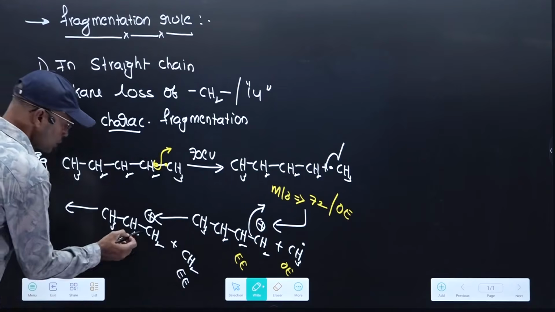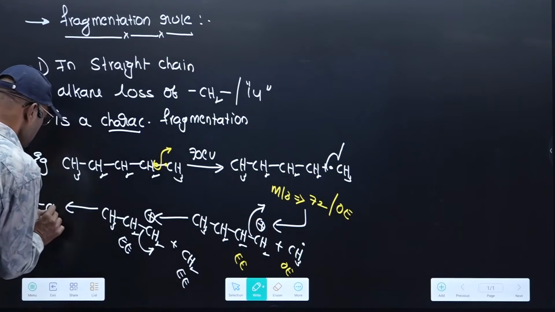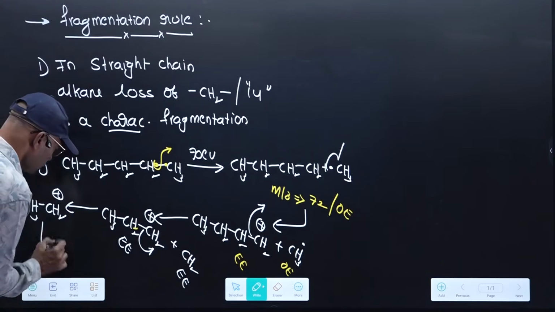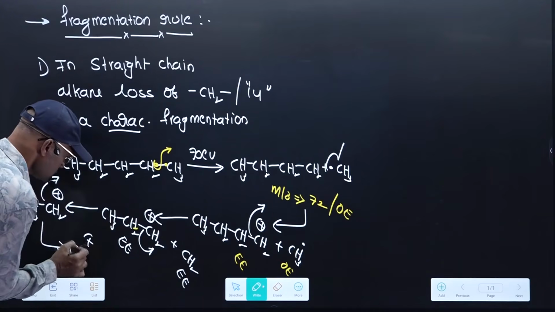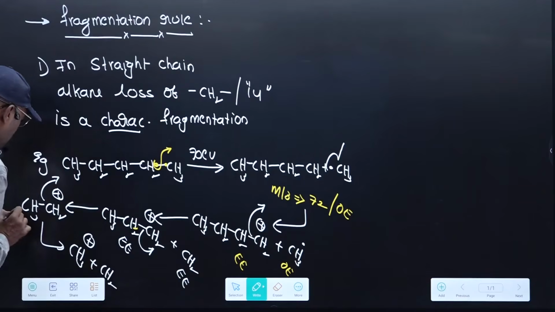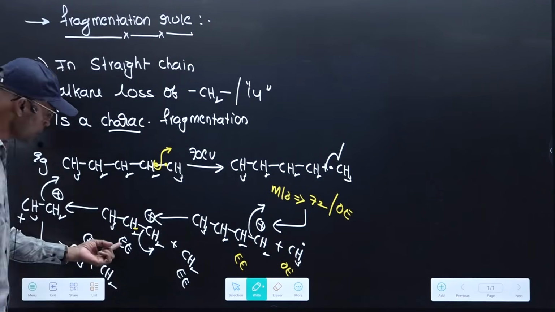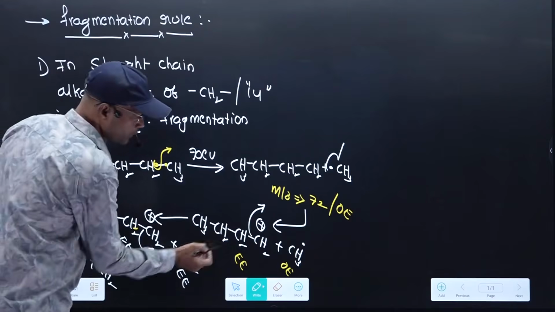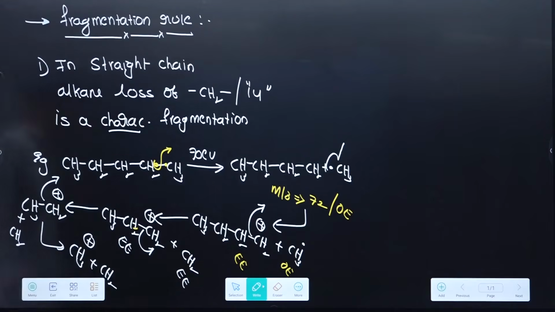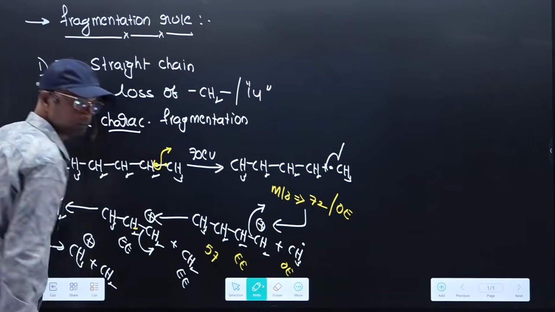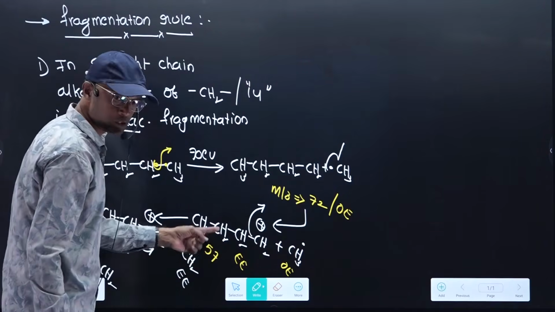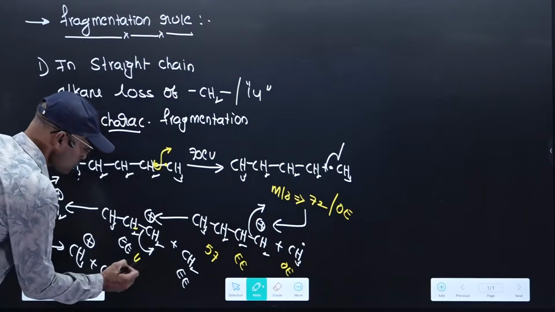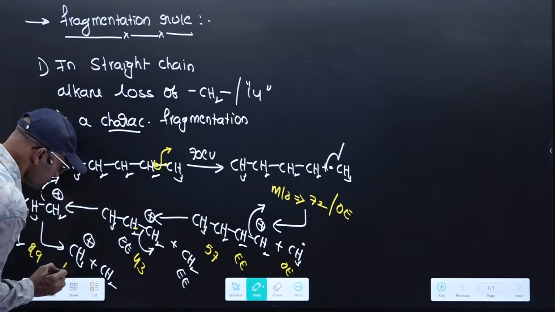Then one more fragmentation. Remove CH2. If I remove CH2, what will we get? CH3, CH2 plus. What is the difference between these two? 14. And if I remove one more CH2, then what is the answer? CH3 plus. Every time what is removed? CH2. Even electron giving even electron, even electron. So what is the m/z value of this one? 57. The m/z value is 57. So from here to here the difference is 15. After removal of CH3, regularly you will get a difference of 14, 14. So this is 43, this is 29, and this is 15.